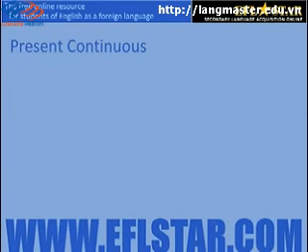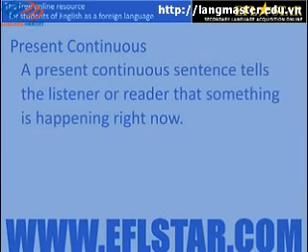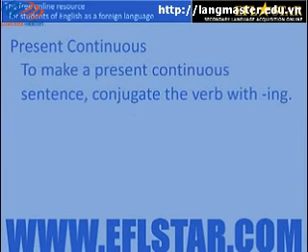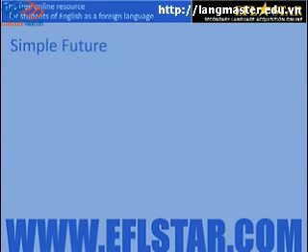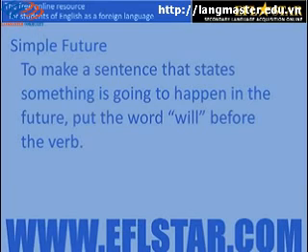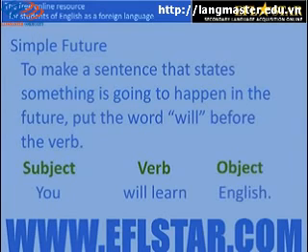Present continuous. A present continuous sentence tells the listener or reader that something is happening right now. To make a present continuous sentence, conjugate the verb with ing. For example, I am listening to the radio. Simple future. To make a sentence that states that something is going to happen in the future, put the word will before the verb. For example, you will learn English.